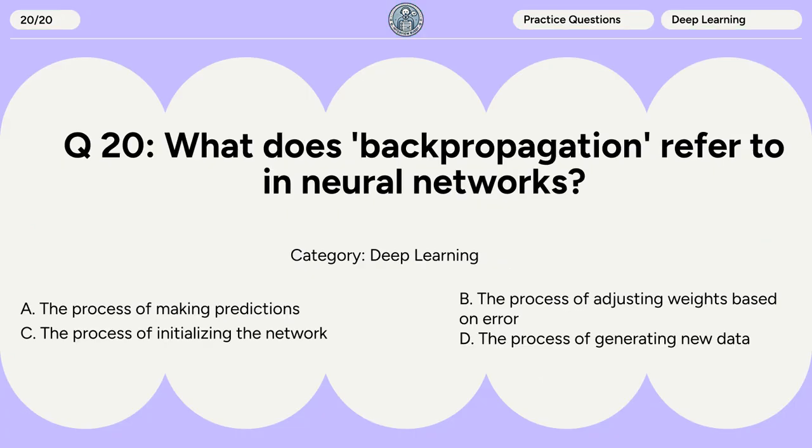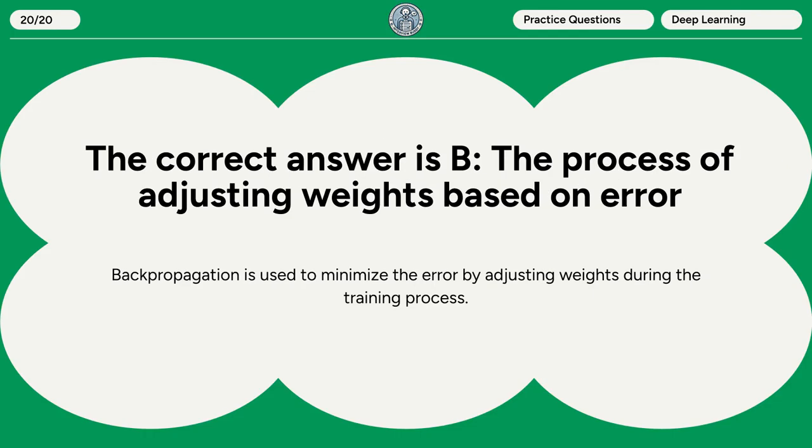Question 20. What does backpropagation refer to in neural networks? A. The process of making predictions. B. The process of adjusting weights based on error. C. The process of initializing the network. D. The process of generating new data. The correct answer is B. The process of adjusting weights based on error. Backpropagation is used to minimize the error by adjusting weights during the training process.